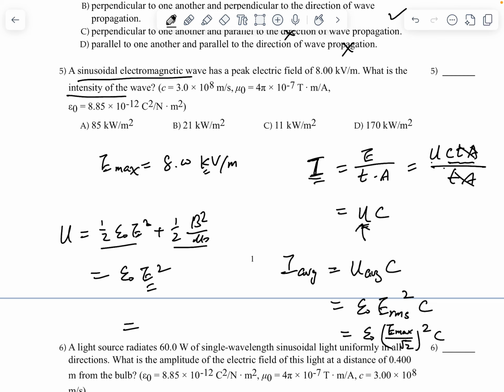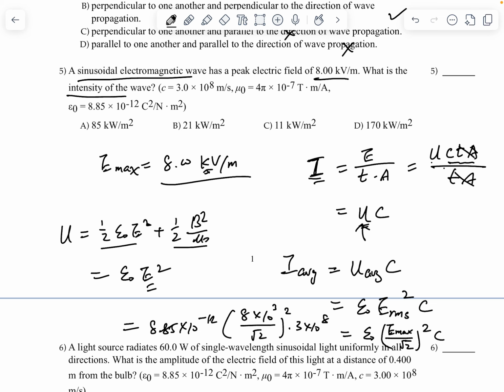So what's the intensity? It equals epsilon naught, 8.85 times 10 to the negative 12. This is the peak value. Let's make this 10 to the power of 3 volts per meter, divided by square root 2, squared, then times C, 3 times 10 to the power of 8.